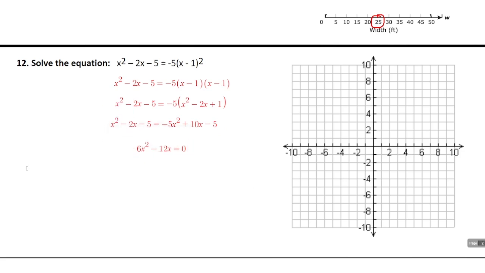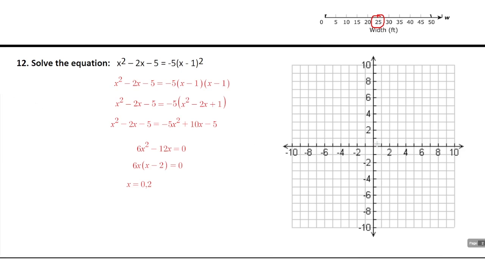We really don't even need the graph to solve this one. We'll go back and graph it, but the way I would solve this algebraically is really just factoring out that 6x. Now that we have it factored, we can set each factor equal to 0. We're going to get our two solutions here. If 6x equals 0, then x will equal 0. And if x minus 2 equals 0, then x equals 2. So we have two solutions here, one at 0 and one at 2.